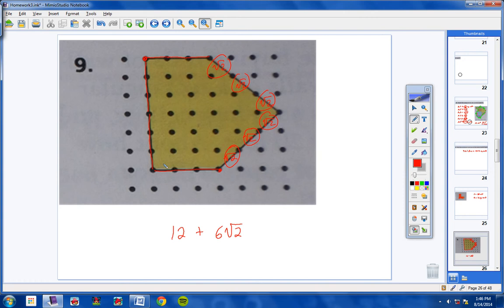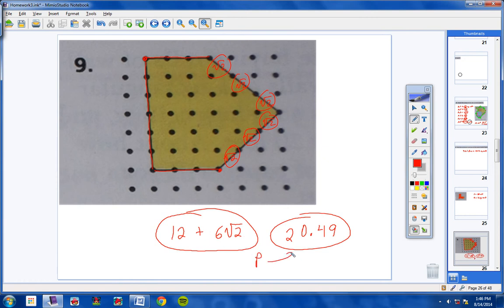So please listen to me carefully. On a test or a quiz, if I asked you to write your answer in radical form, you would leave it like this. If I asked you to write this in decimal form, then you would take your calculator and type in 12 plus 6 square root of 2, and you would get 20.48528137. I'm going to round to 2 decimal places and put 20.49. So make sure you know how to write both of these types of answers, okay? Radical form and decimal form. Now this is your perimeter.